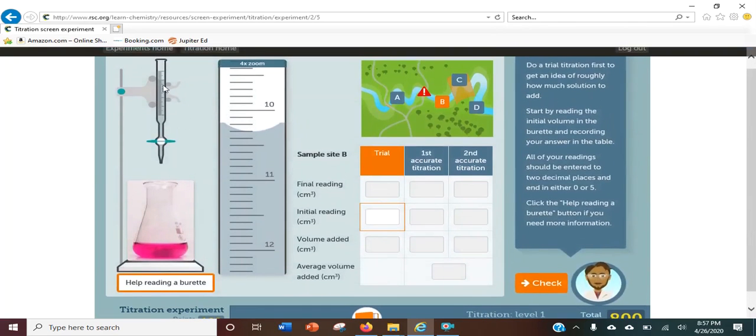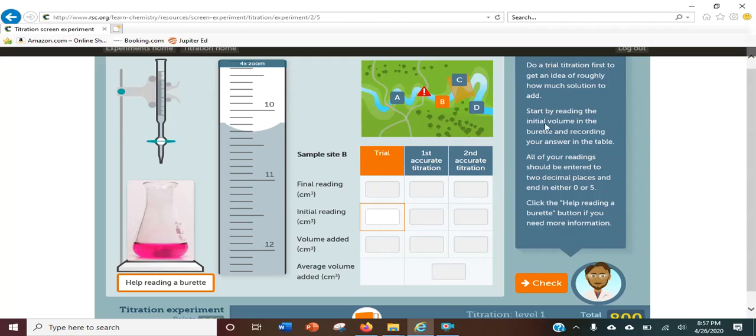Okay, so this is our titration setup. We have our acid in the Buret and our base inside the flask. Do a trial titration first to get an idea of roughly how much solution to add. We'll be doing 3 trials altogether, but our first one is just a rough one to get a basic idea of how much to add. The first and the second accurate ones are the ones you're going to use for your data.